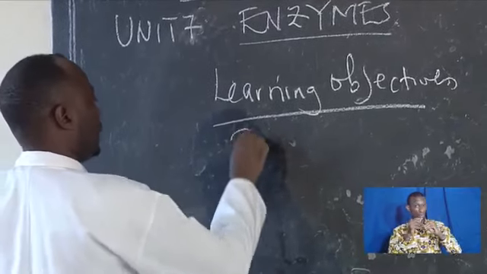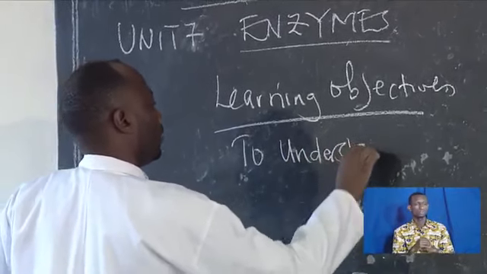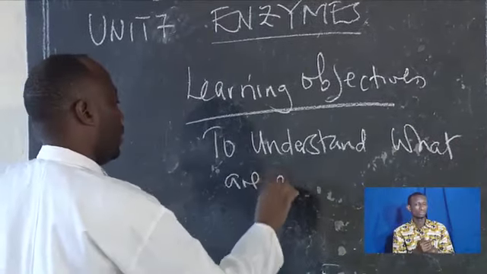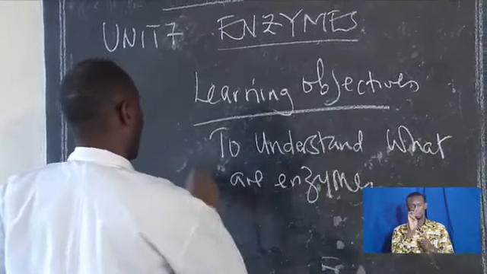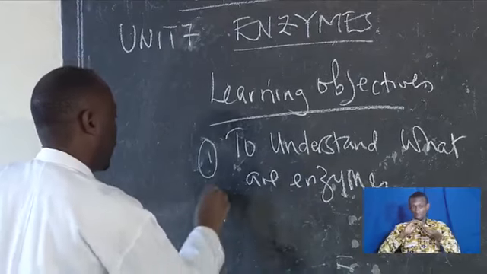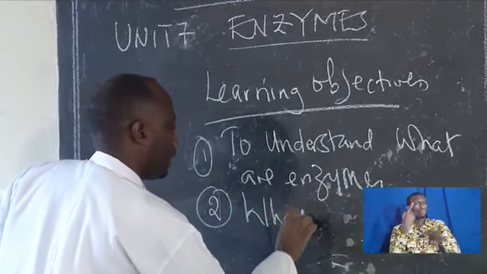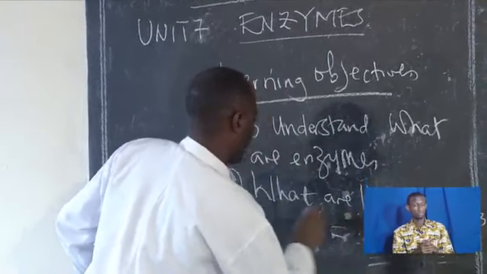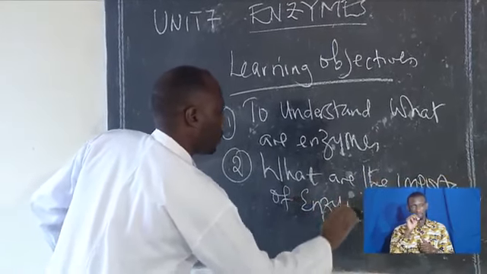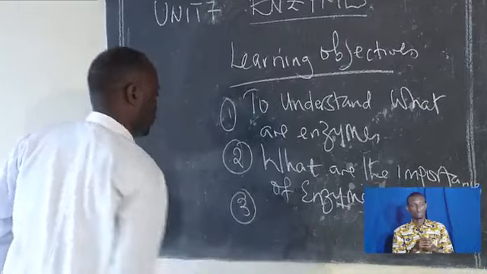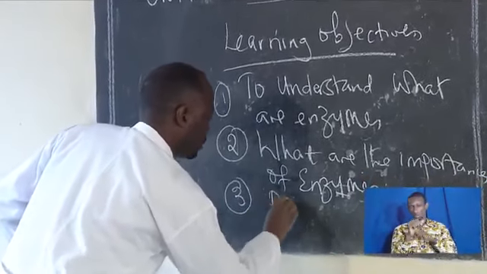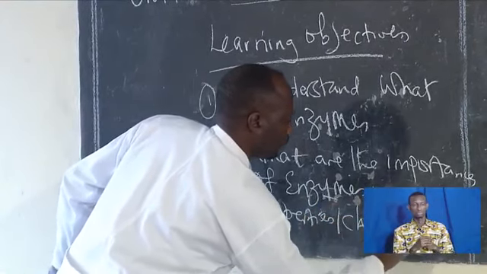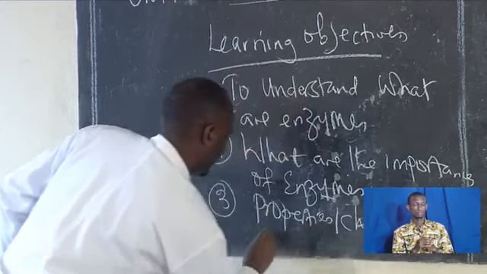Number one is to understand what enzymes are. Number two, what are the importances of enzymes. Objective 3, you have to talk about the properties, or you can call them characteristics, of enzymes.